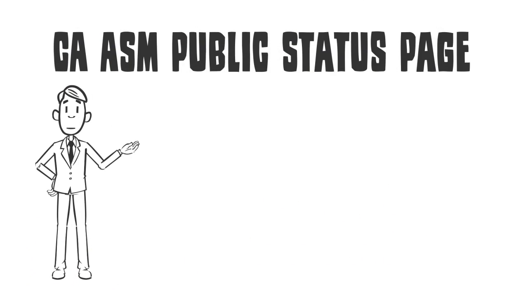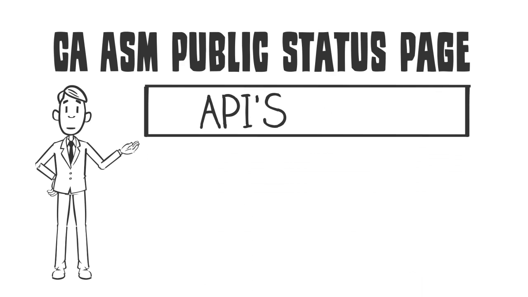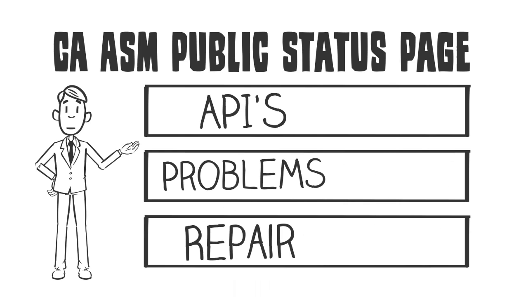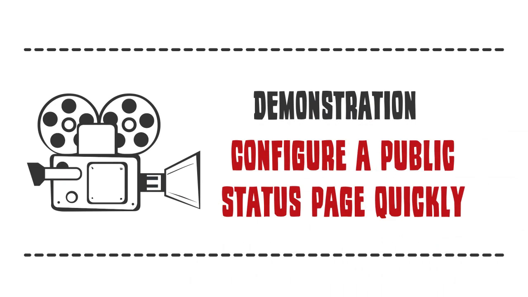A public status page offers an array of information, from updating developers on the status of a variety of APIs, notifying users of current problems, and estimated time to repair. In the following demonstration, you will learn how to configure a public status page quickly, in just a few simple steps.